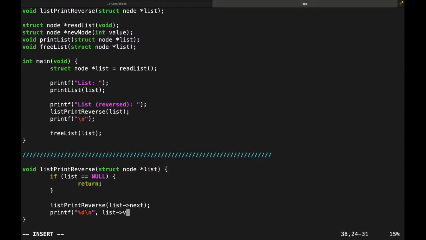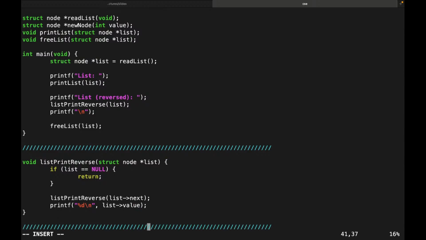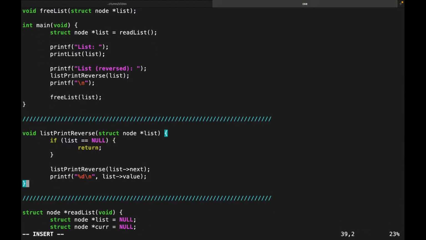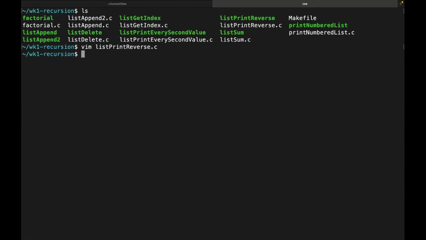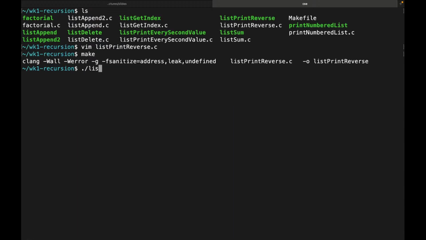So after we call list print reverse, we're going to call a print on list arrow value, and that's it. Now if I compile and run the program, it's going to ask me to enter some values. So let's go with 1, 2, 3, 4, 5. If I press Control D, it will print out the list in reverse. So the list is 1, 2, 3, 4, 5, and we print out 5, 4, 3, 2, 1. So that was a first simple example of recursion.